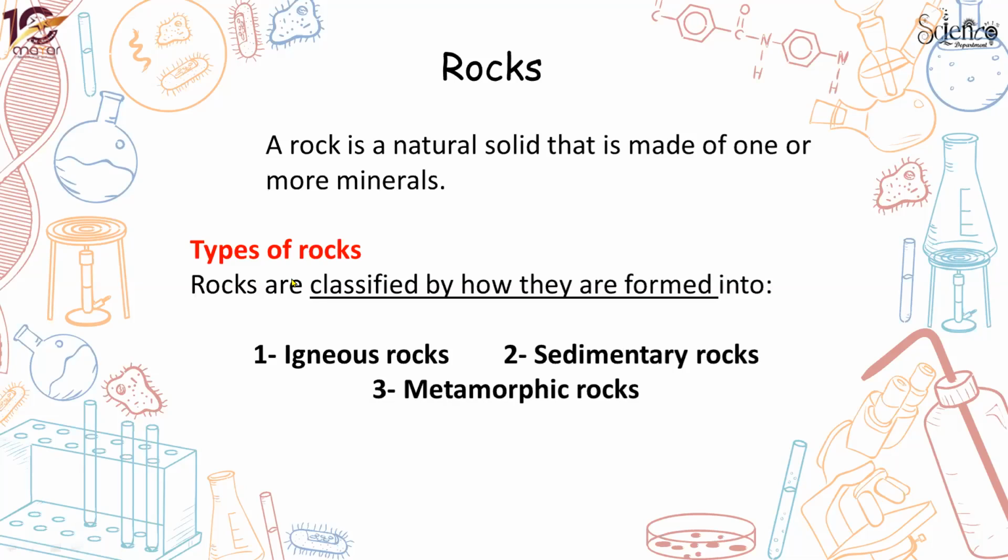Now rocks are divided into 3 types, and they are divided or classified according to how they form, okay? We have igneous rocks, sedimentary rocks, and metamorphic rocks. So we have 3 types of rocks, classified according to how they are formed. Okay.